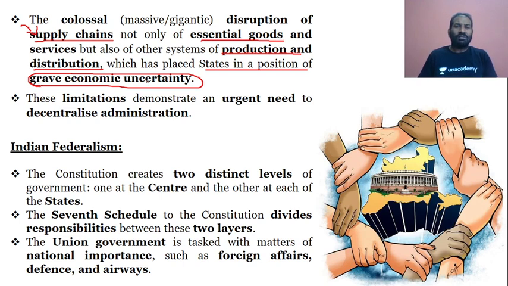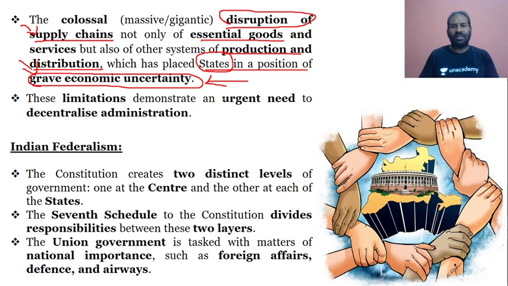So definitely because of the disruption in the supply chain, the states are in a position of grave economic uncertainty. Why? Because when we are talking about grave economic uncertainty because of the supply chain disruption, the point here is the funds. The funds which states are supposed to get from the center are being throttled and given, because the GST, the tax collections, are totally into the ambit of the center. So that is making it difficult for the states, that they are in a state of grave economic uncertainty, and that is one of the state limitations.